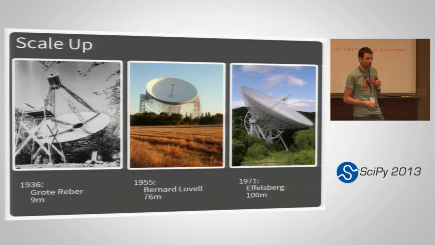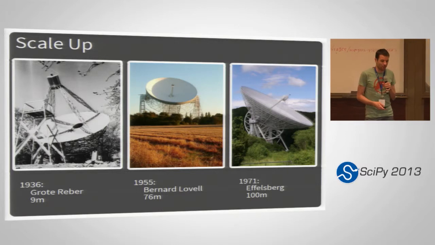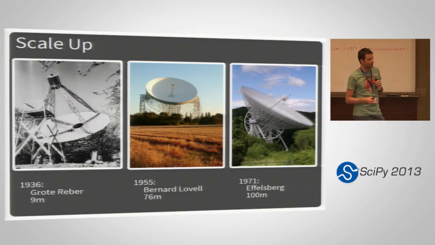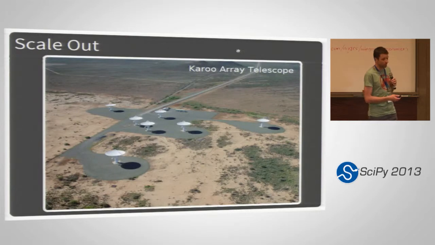And the first way we did that was through scale up. So you build bigger and bigger dishes. It's kind of a natural flow of things. Once you get to about a 100-meter class dish, the mechanical engineers will start getting a bit panicky, and the costs go through the roof, because to make a mobile structure that size gets quite crazy. So what you do is you scale out.